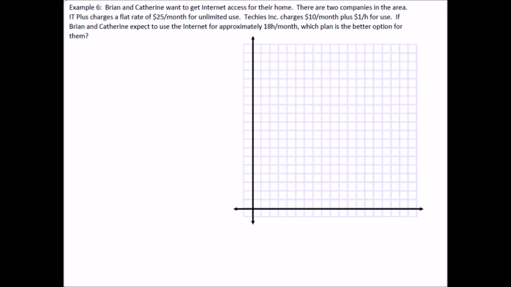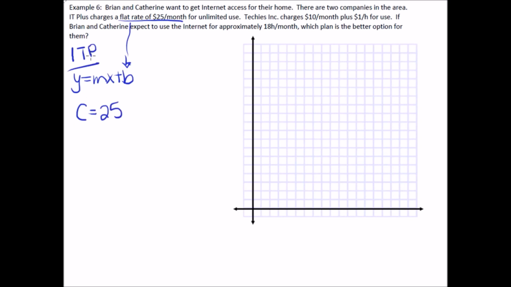Example 6. Brian and Catherine want to get internet access for their home. There are 2 companies in the area. So there's IT Plus, and they charge a flat rate of $25 a month. We know that's a flat rate, so when we do the y equals mx plus b form, it is going to be our b. That's our flat fee here. So let's say c equals 25. So it's $25 a month.